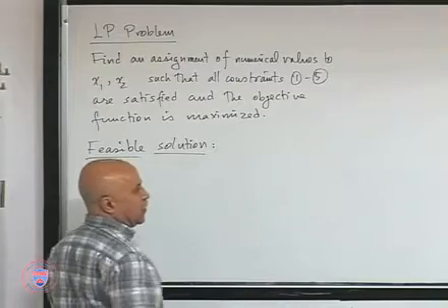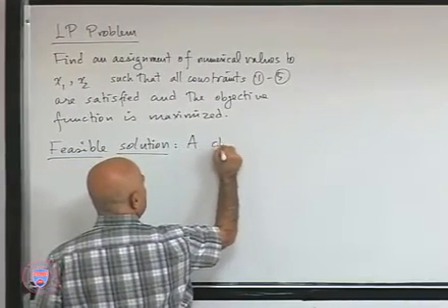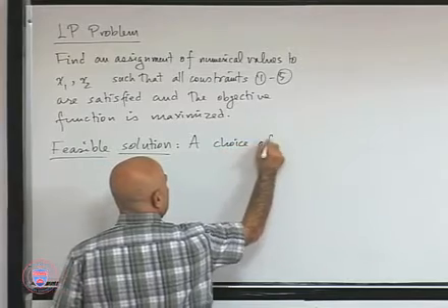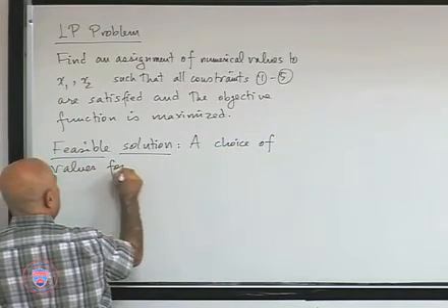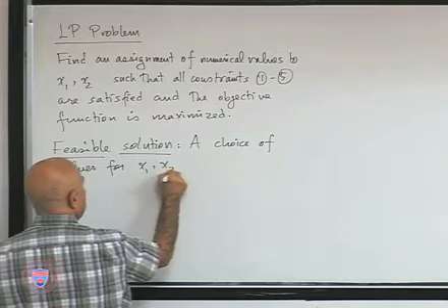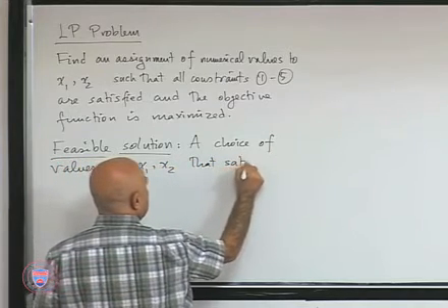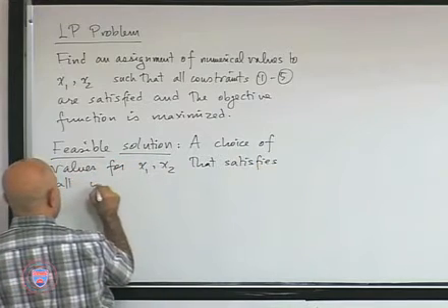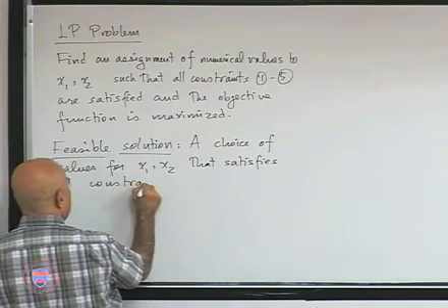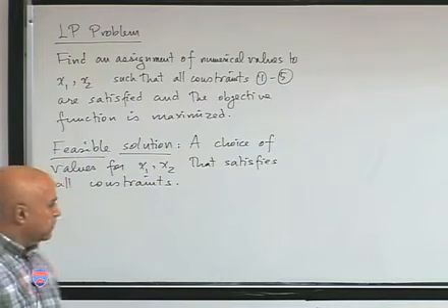All right, feasible solution. Again, as specialized to this particular problem, a choice of numerical values for x1 and x2 that satisfies all constraints. That's what a feasible solution is all about.